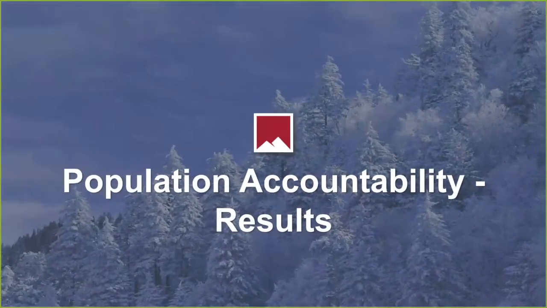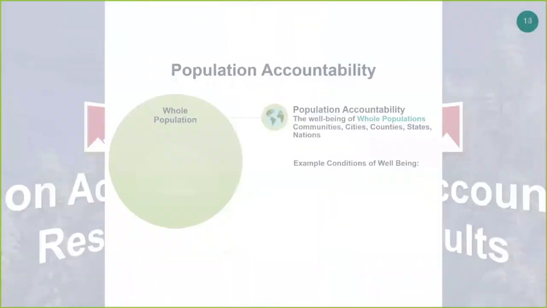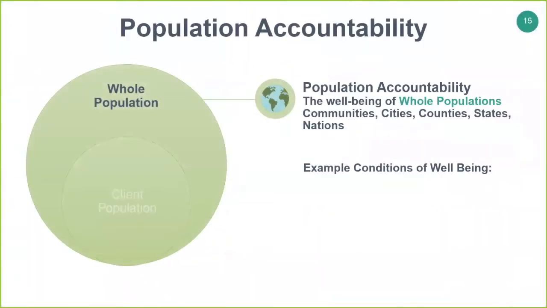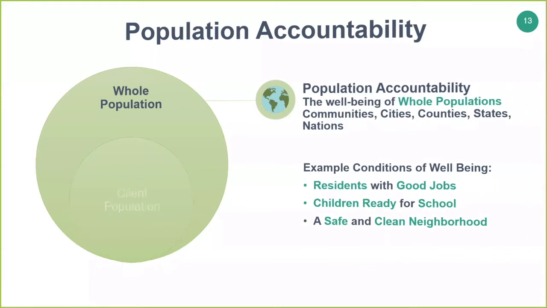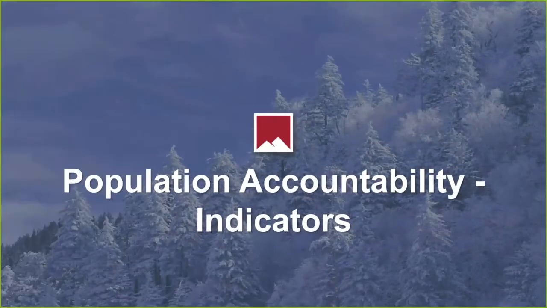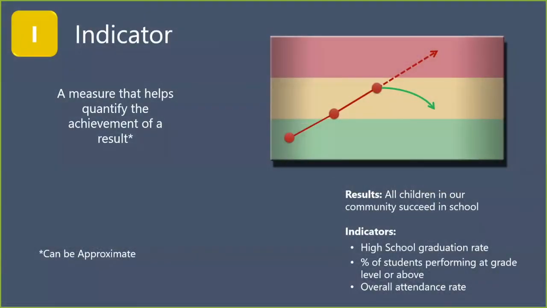So population accountability results, again, are conditions of well-being, and they should be in common language that people understand. It passes what we call the town square test, so that people clearly understand the North Star we're trying to address. As we move forward: residents with good jobs, children ready for school, a safe and clean neighborhood. And the indicators, as I highlighted, are collected from community level data sources.